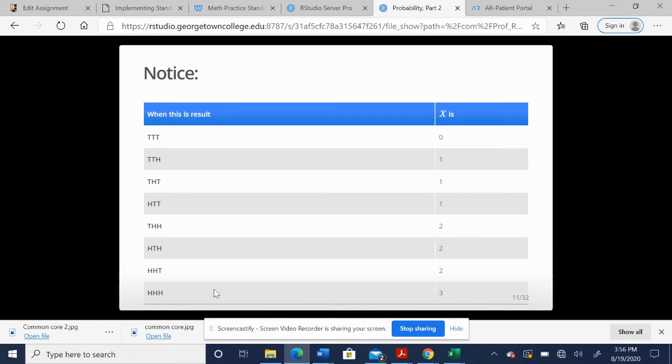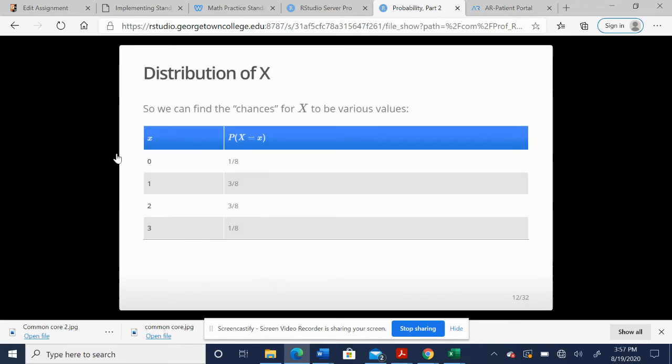So why are 1 and 2 3/8? Because 3 of these outcomes would produce 1. There are 3 ways I could successfully get 1 head in my results. And 3 of these outcomes produce 2. Okay, so we have 1/8 for 0, 3/8 for 1, 3/8 for 2, and 1/8 for 3. So the value of x, which is the number of heads, and the probability of that number of heads in my 3 coin flips is distributed in this fashion.